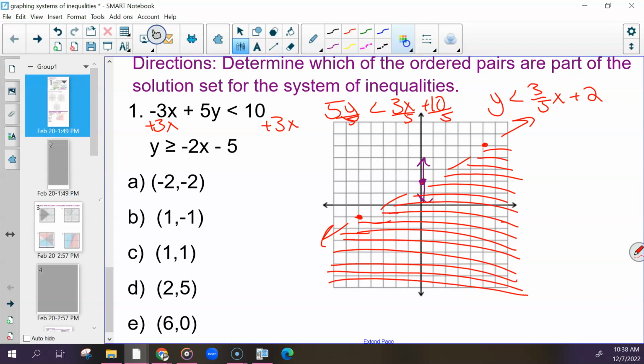So again, how you shade is up to you. I'm just gonna draw different line directions so you see where they overlap. Questions on that first one?